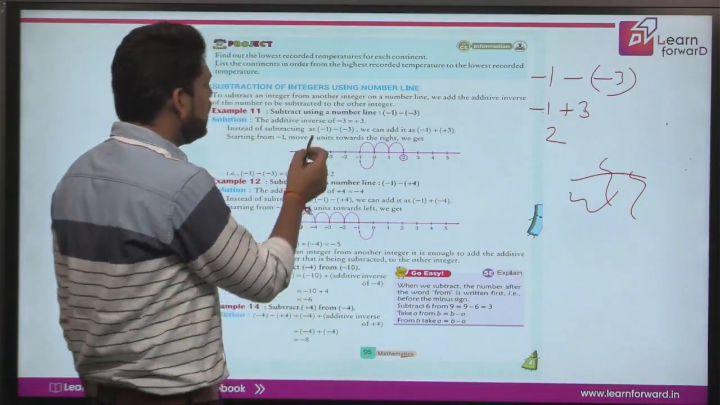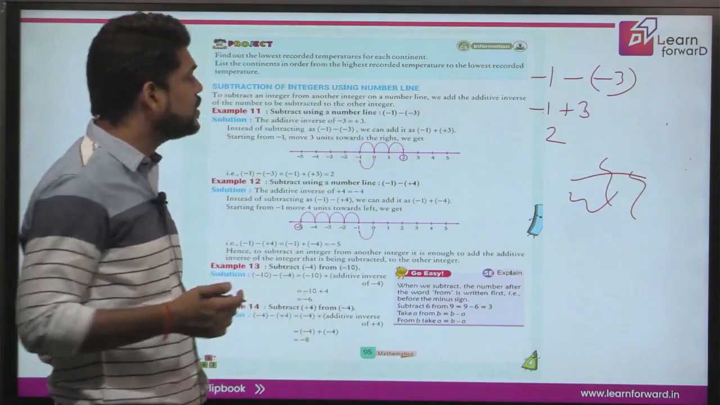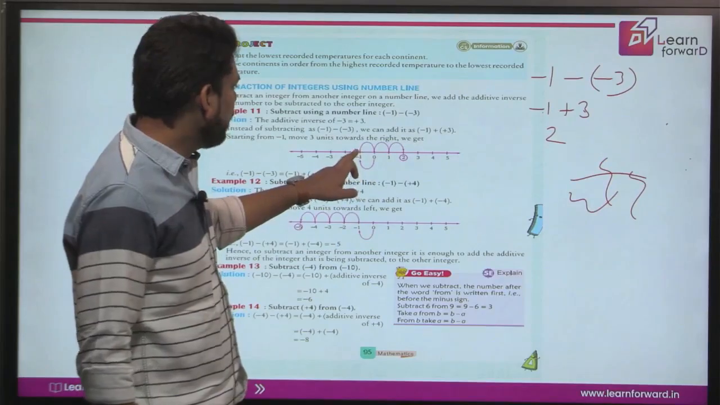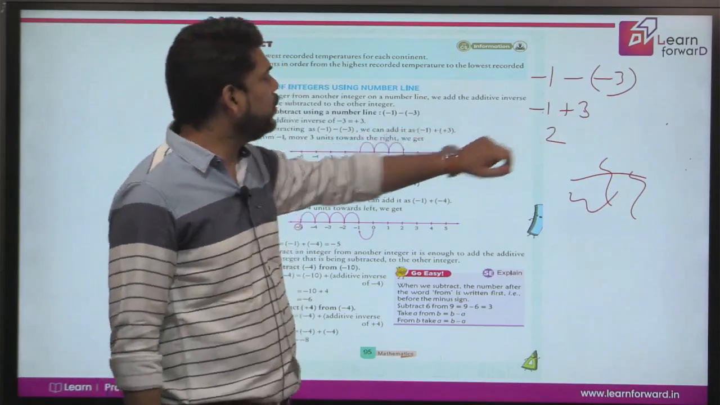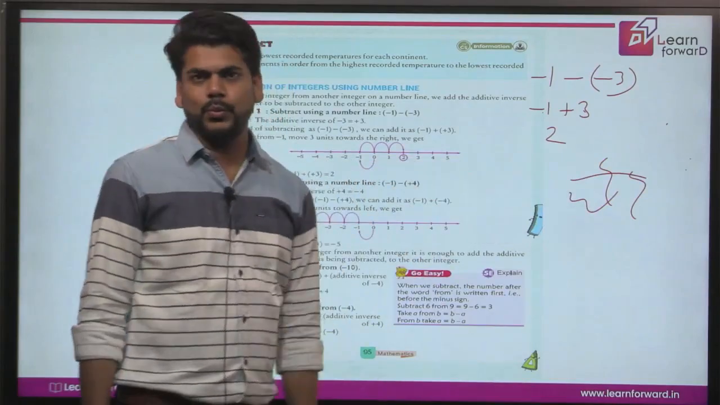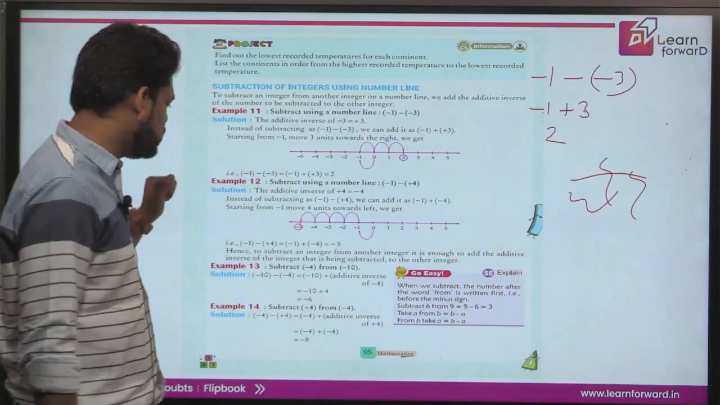Now let us see, we are at a point. Subtract using the number line: minus 1 minus minus 3. So minus 1, add 3 to it, 1, 2, 3, you reach 2. Fine. So this way you can do these subtraction questions.